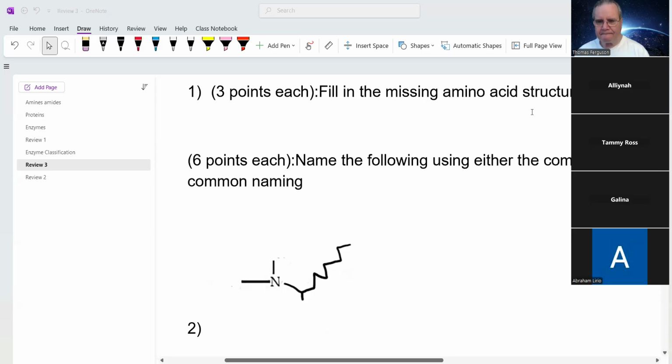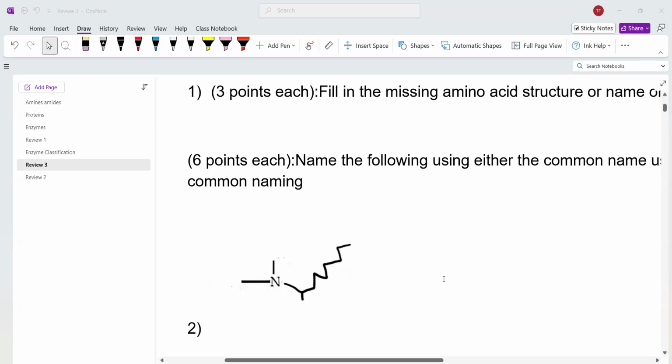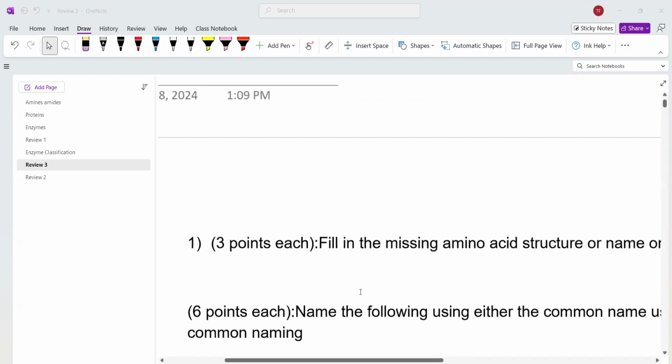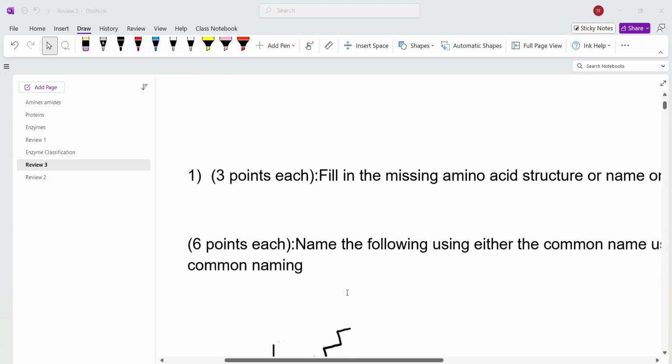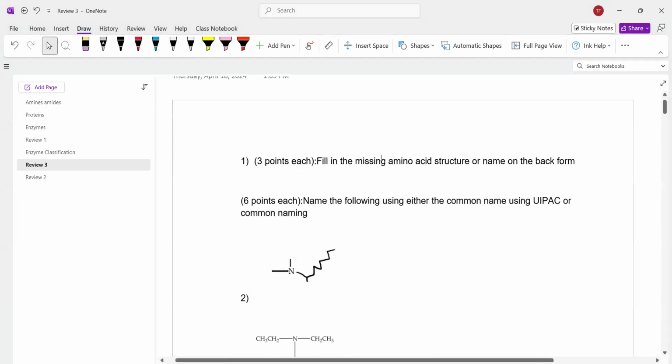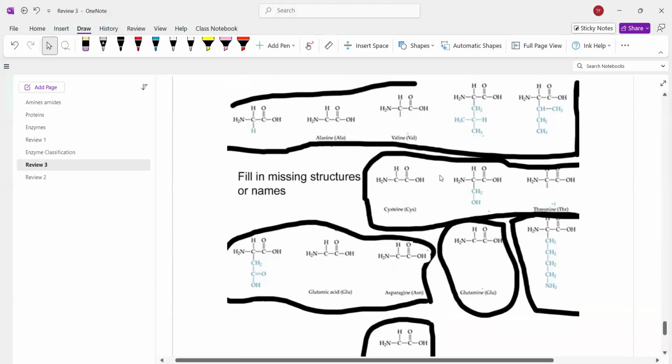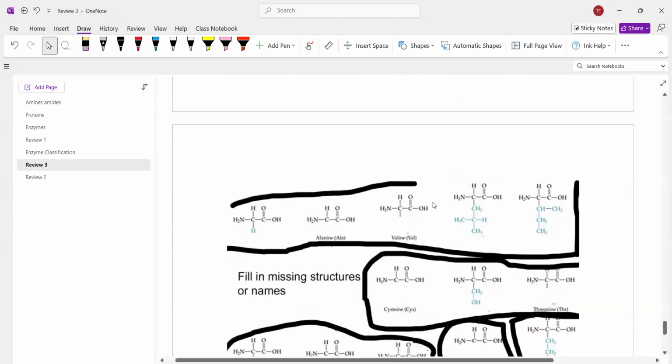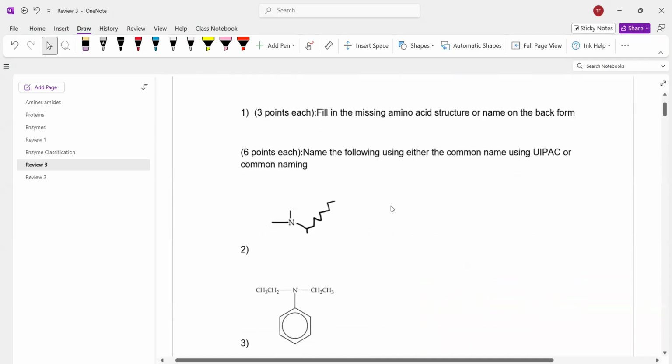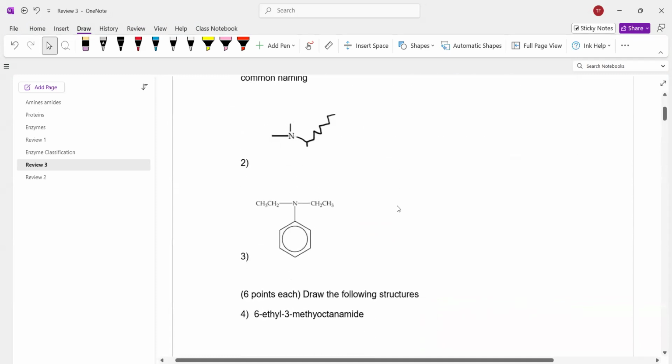All right. So let's zip over to this here. Okay, so this test covered the biochemistry part as well. So you needed to know the amino acid structures. So I have a form on the back here with parts of the amino acid missing, either the name or some part of the structure. And you needed to fix these. That's what question 1 is all about. Okay, name the following. Okay, so this is what? This is an amine.